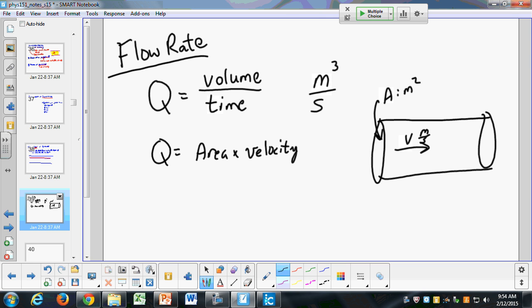And you can just look at the units on this and you'll see that they're the same. So I have meters squared times meters per second, and that'll give us meters cubed per second, which is the same here. This comes about because with the velocity we're talking about a length, right? The length of the pipe, and then we're multiplying that length times the area of the pipe, and that is the volume. Length times area is the volume. So these two are equivalent, the volume per unit time, or the cross-sectional area times the velocity.